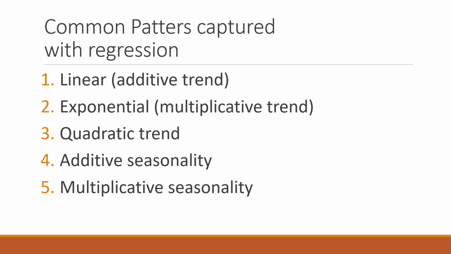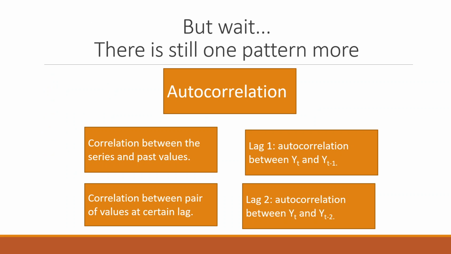The most common patterns which can be captured with the help of regression are linear additive trend, exponential multiplicative trend, quadratic trend, additive seasonality, and multiplicative seasonality. But wait, there is one more pattern which can be captured, and that is autocorrelation. Basically, it is a correlation between the series and the past values. So if we consider lag 1, it's an autocorrelation between yt and yt minus 1, that is the present observation and the previous observation. If we talk about correlation between a pair of values at certain lags, there is the autocorrelation between yt and yt minus 2.